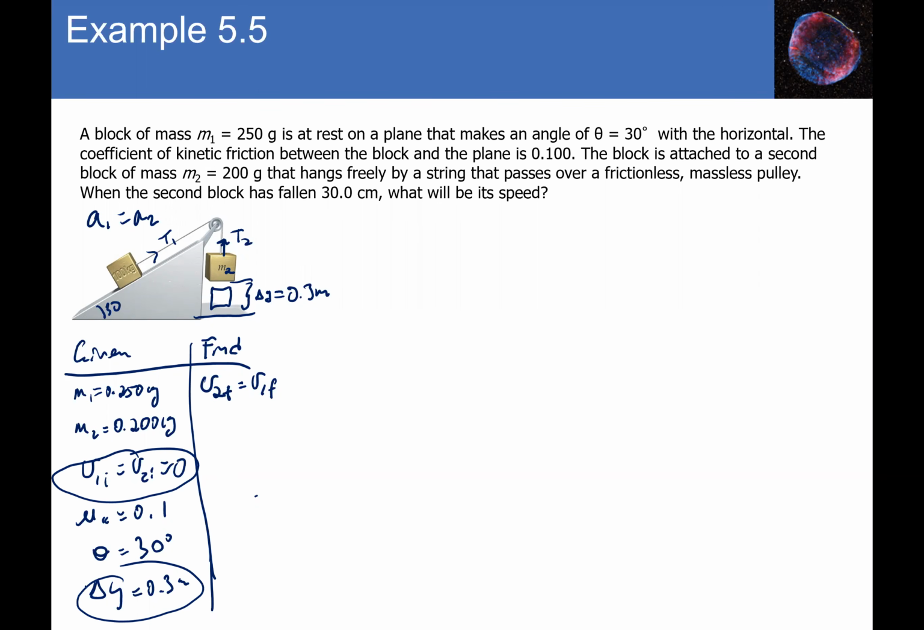Or let's say, either time or acceleration in order to find the speed. Okay, so that's what we're going to do. So there's no way for us to find the time, but we can find acceleration using Newtonian dynamics. And the way we do that is very similar to what we did in chapter 4.